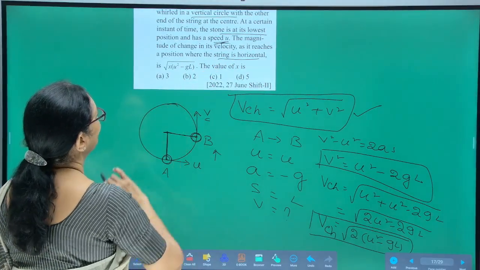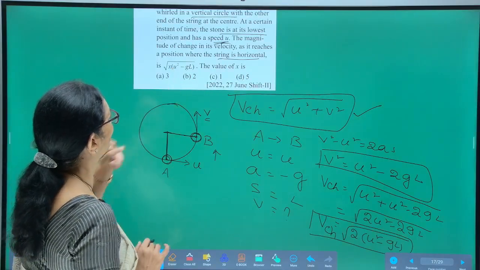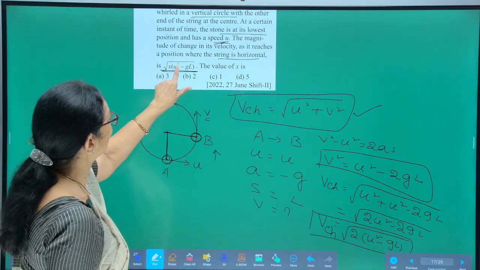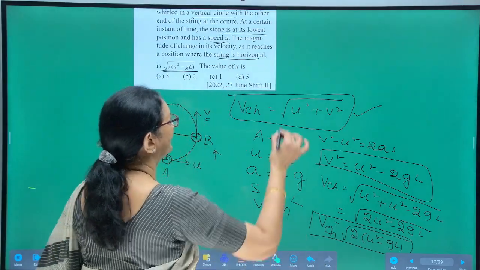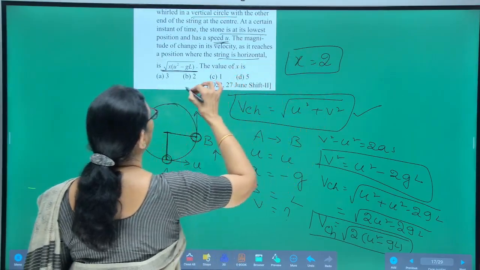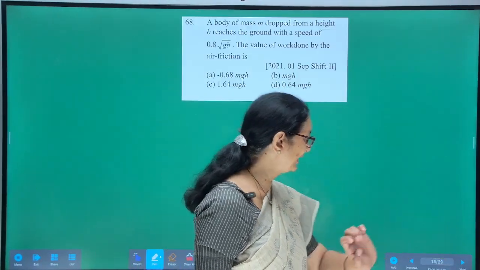So, if you compare this to this one, he has given x into u square minus gl, but we got it as 2 into u square minus gl. So, in place of x we got 2, and the correct option for that is B. Okay, move on to the next.